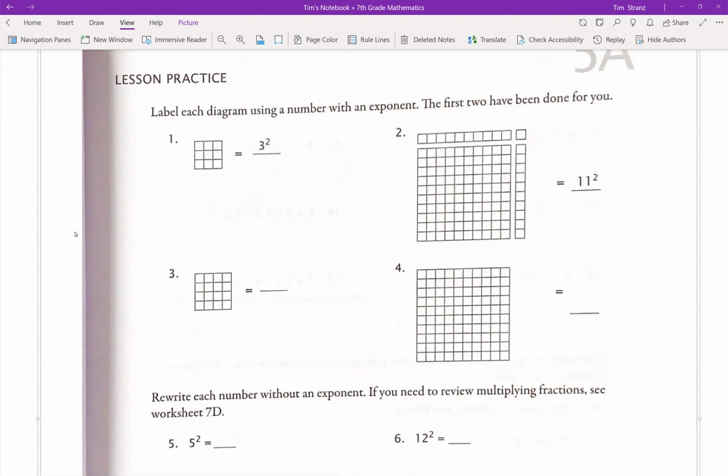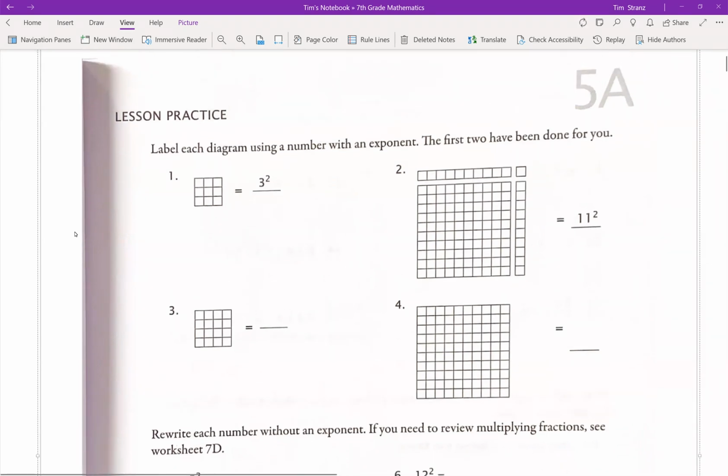This is Matthew C, Pre-Algebra Lesson 5, talking about exponents. Okay, so let's read and see what we need to do. Label each diagram using a number with an exponent. The first two have been done for you.